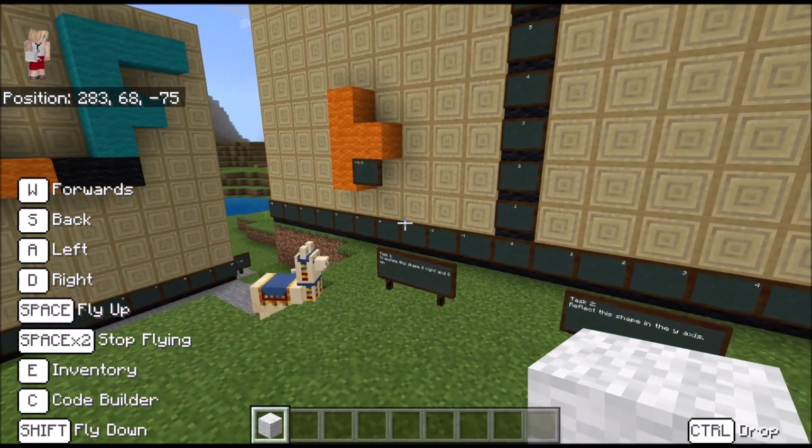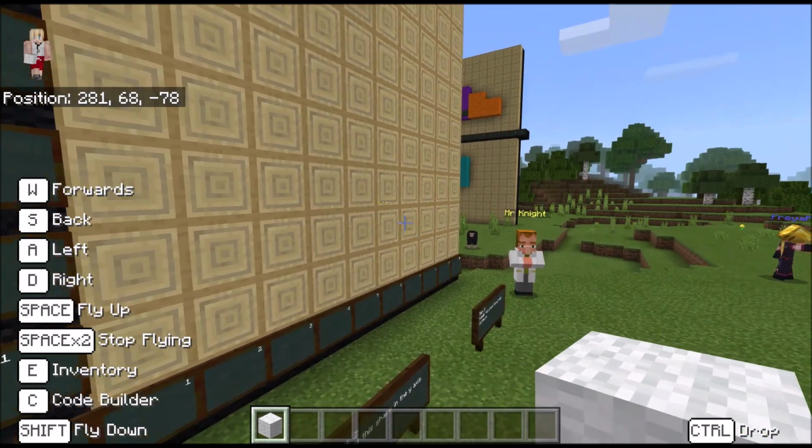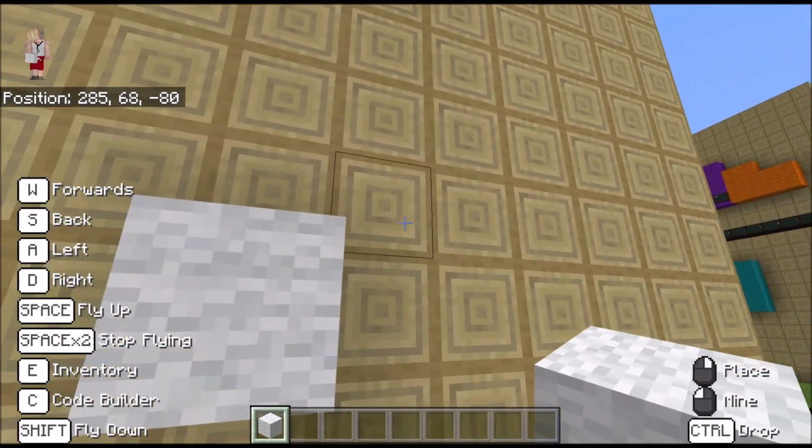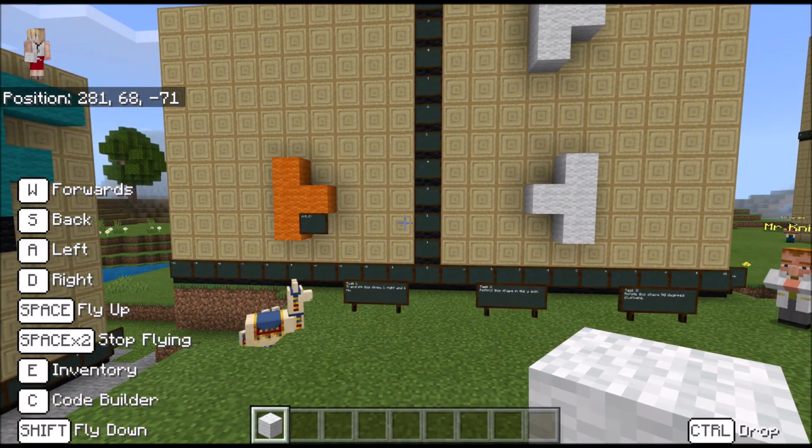Reflect this shape in the y-axis. Well, what we do with this is we say, right, that one is 3 away, so this must be 3 away. And then do the reflection of the shape, look.